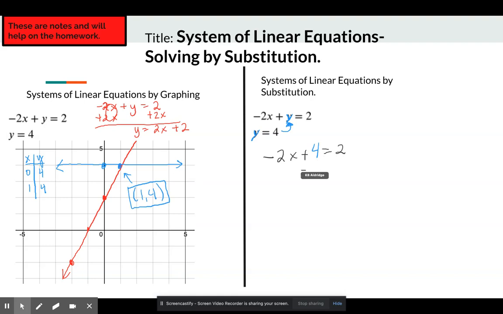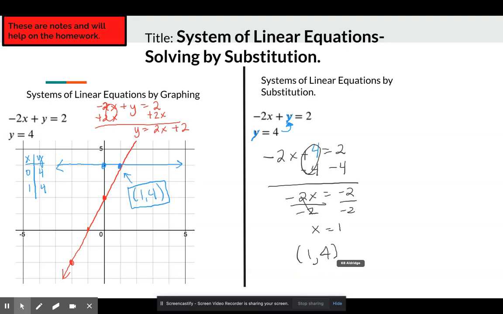I'm going to subtract 4 from both sides. I get negative 2x equals negative 2. Divide by negative 2. Divide by negative 2. X equals 1. Sweet. So now if x equals 1, I could just plug it into the... Oh, wait a minute. It's telling me what y is. My answer is 1, 4. Notice how y is given to us. Y is 4. So we didn't need to substitute it back in. But we still need to check.